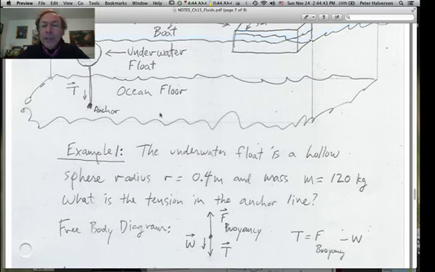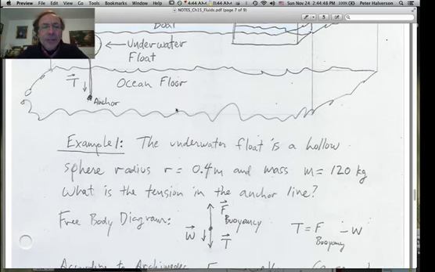Now, we're going to think of this float as a hollow sphere. It has a radius r of 0.4 meters, and the shell, the construction of the float, has a mass of 120 kilograms. So the question is, what is the tension in the anchor line, in the rope that is holding the float down?